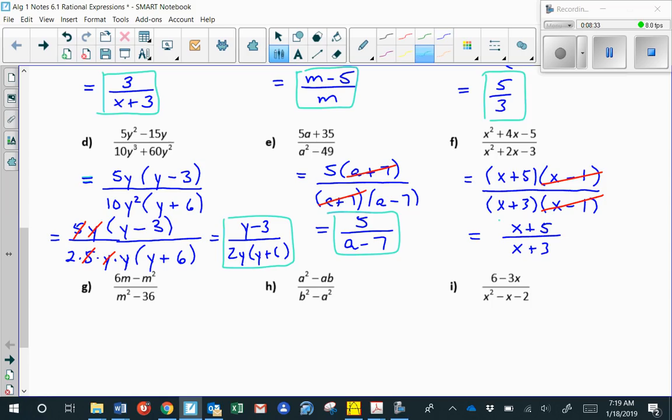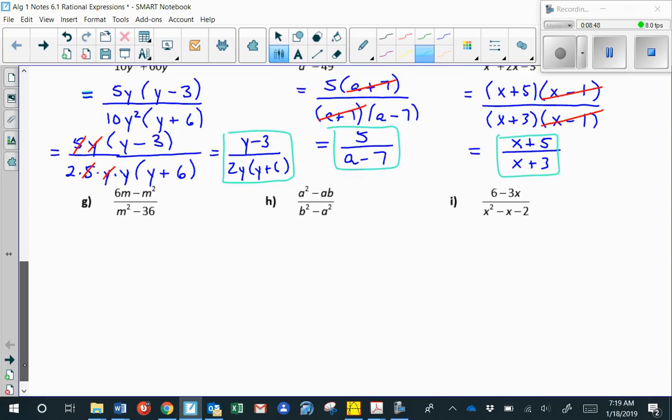Don't be tempted again to cancel the x's. Those x's are terms. We can recognize that because they're separated from the 5 and the 3 with a plus sign, not times. Times separates factors.